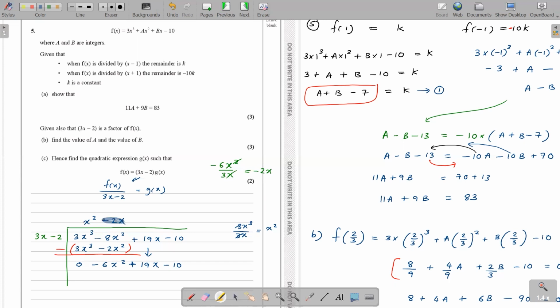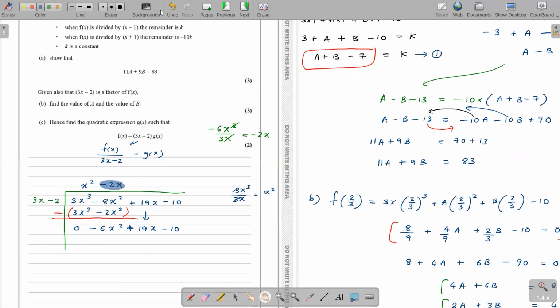Now what do we do? Take the minus 2x and multiply minus 2x with the 3x minus 2. Is that okay? So multiply minus 2x into 3x is minus 6x square. Minus 2x into minus 2 is plus 4x. So again, time to subtract. So minus 6x square minus minus 6x square, that is minus 6 plus 6 is 0. Plus 19 minus 4 is 15x, and then you have the minus 10. There's nothing to subtract with minus 10.